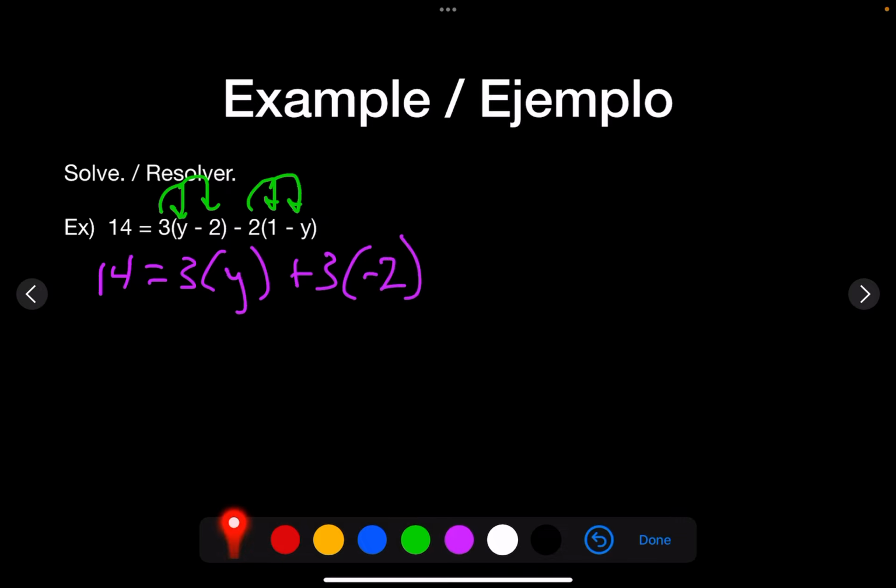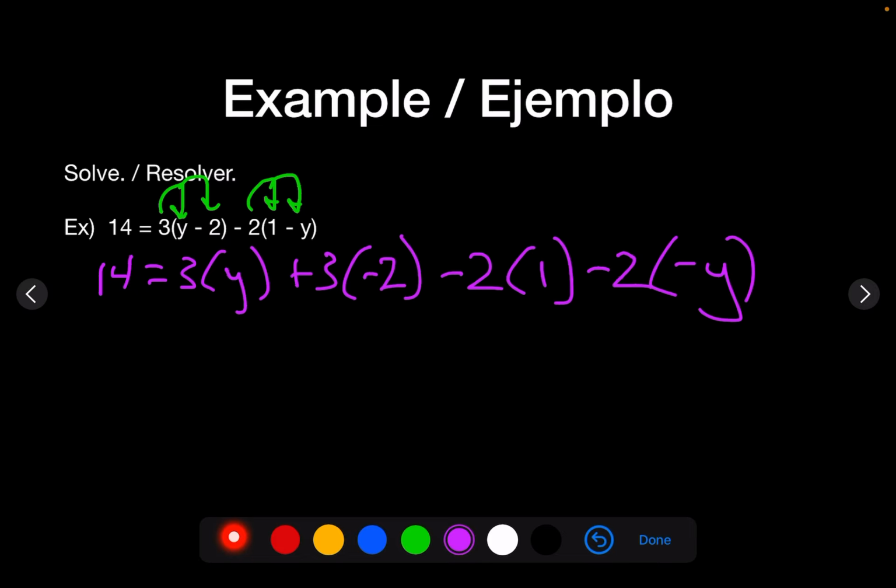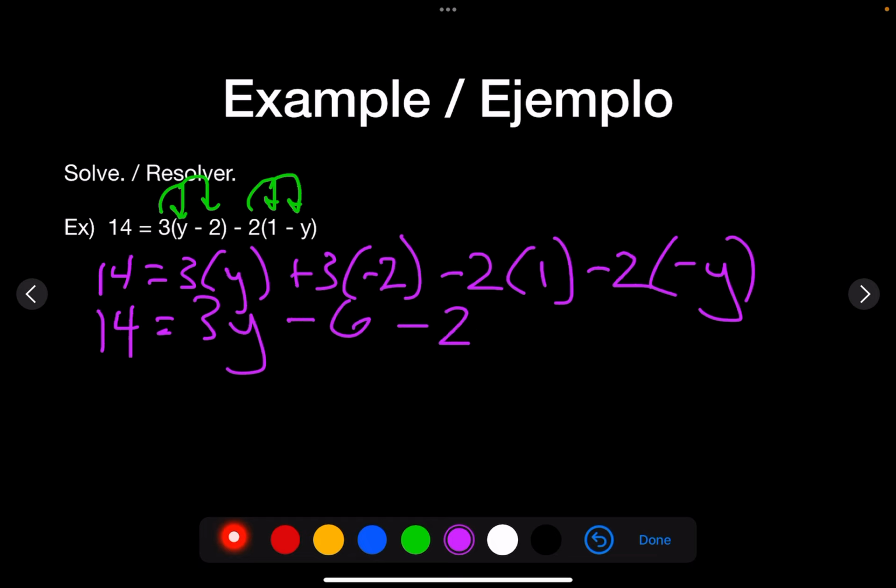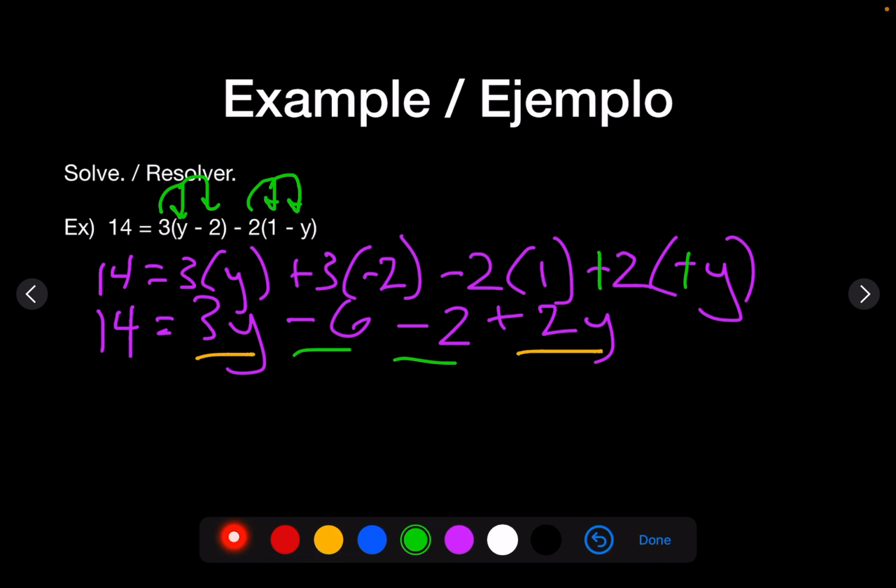Now, when we go to the next distribution, that negative sign will go to each one. So now we will have -2 times 1, and then that -2 again, including its negative, will multiply by that -y. So let's combine some like terms after we simplify some products. We're just going to have 3y there, positive times a negative makes that -6, negative times a positive makes that -2, and then a negative times a negative over here is going to go positive, and that will give us a positive 2y. So our like terms, we have these terms with y, and then we have these terms that are constant on the same side, so let's combine those first.